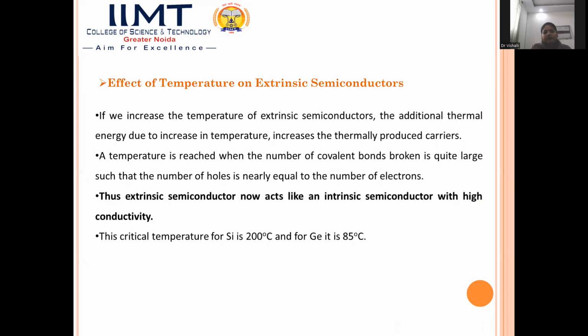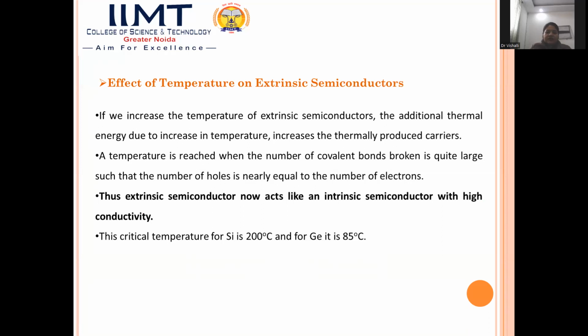Now what will happen if we increase the temperature of the extrinsic semiconductor? The majority carriers are already there. What will happen if, in addition to those majority carriers, we increase the temperature as well? The additional thermal energy due to the increase in temperature will increase the thermally produced carriers, meaning whenever the temperature is increased, covalent bonds will be broken, and quite a large number of electrons and holes will be produced.